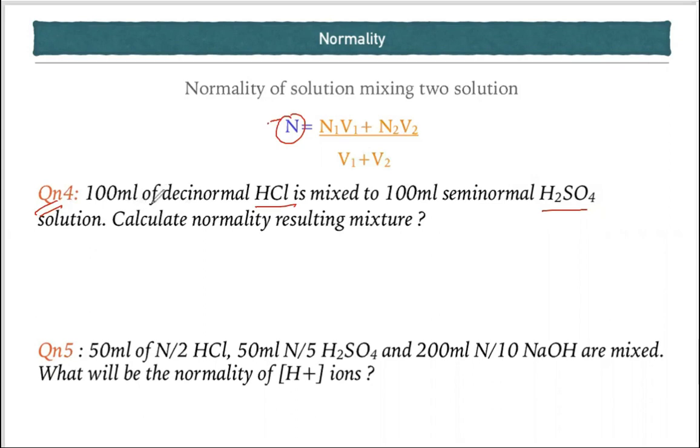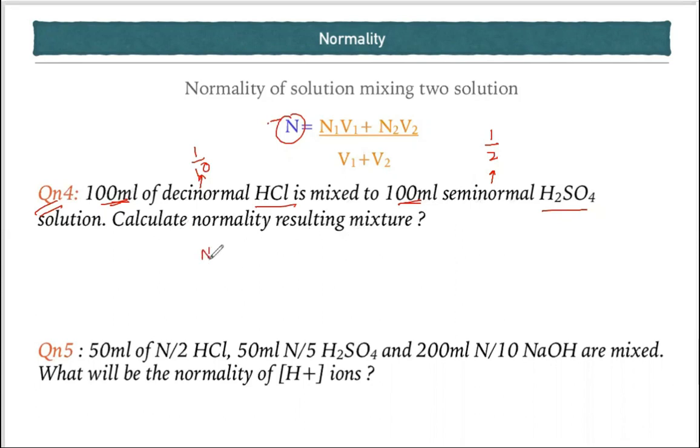I think you try the numerical and let me know in the comment section. Here, what is the normality of HCl? That is decinormal. What is the meaning of decinormal? That is 1 by 10. Okay. And what is the volume? 100 milliliter. And the second solution is sulfuric acid. It is seminormal. Seminormal means 1 by 2. Okay, and the volume is 100 milliliter. Simply, he is asking to calculate the normality of the mixed solution.